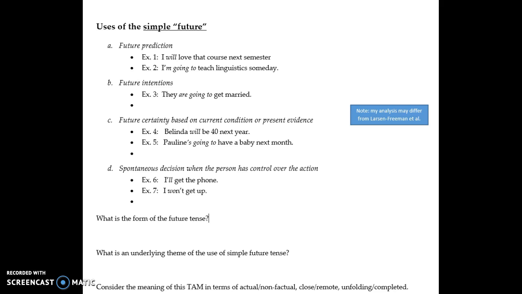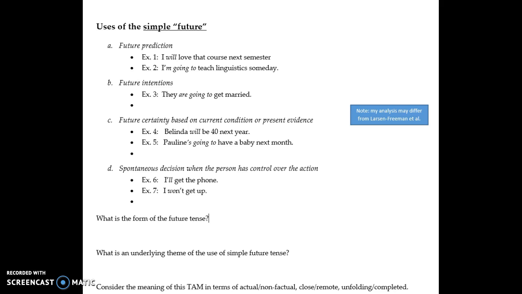We also use the simple future, and this is a slight difference, for a future certainty based on current conditions. For instance, Belinda will be 40 next year. Since we know she's 39 right now, we know that she'll be 40 next year, or Pauline's going to have a baby next month. As I said, I gave lots of examples on the handout so we can look at not just the use of it, but also the form.